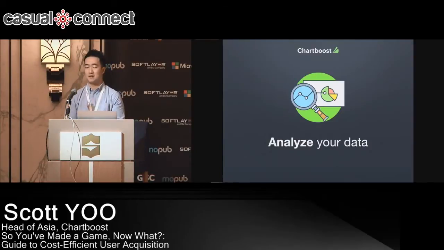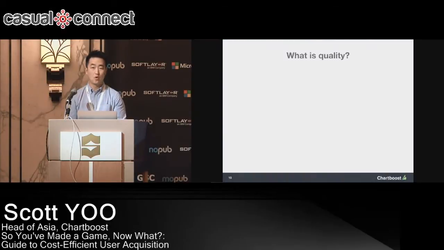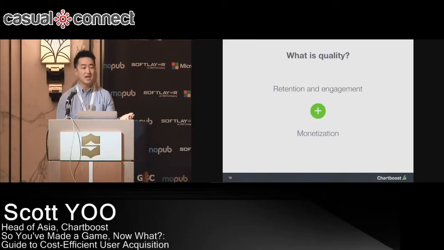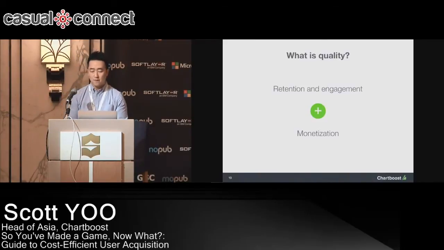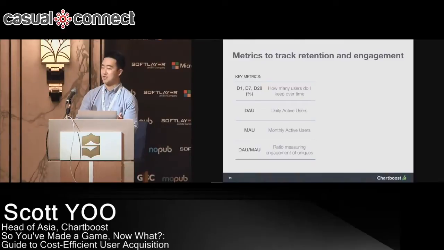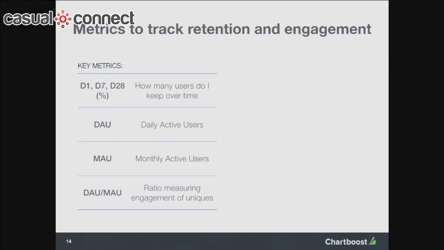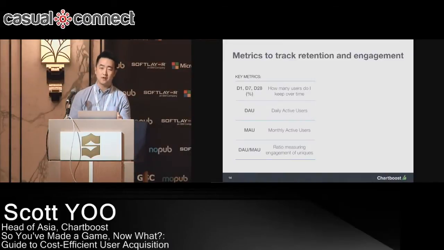You need to analyze the data. So optimizing on ROI, that means you need to determine the quality. What is quality? Well, any marketing manager will tell you quality is retention and engagement plus monetization. So at first, I want to talk about some of the metrics to track retention and engagement. You guys know that for retention, you want to be looking at day 1, day 7, day 28 percentages. How many users that you've acquired through these paid user acquisition channels are actually staying inside of your game after you've paid for them? Daily active users, monthly active users.